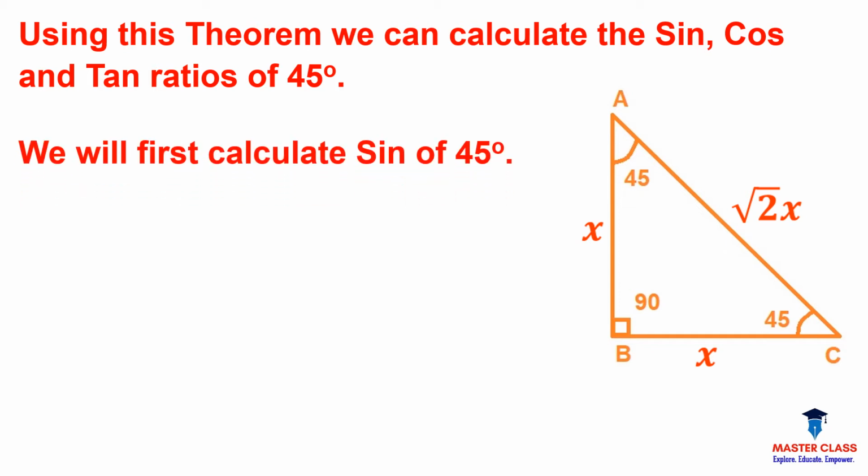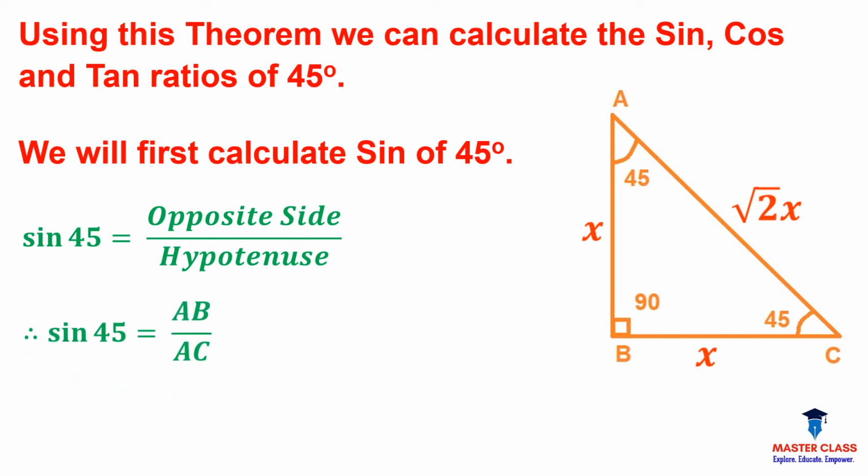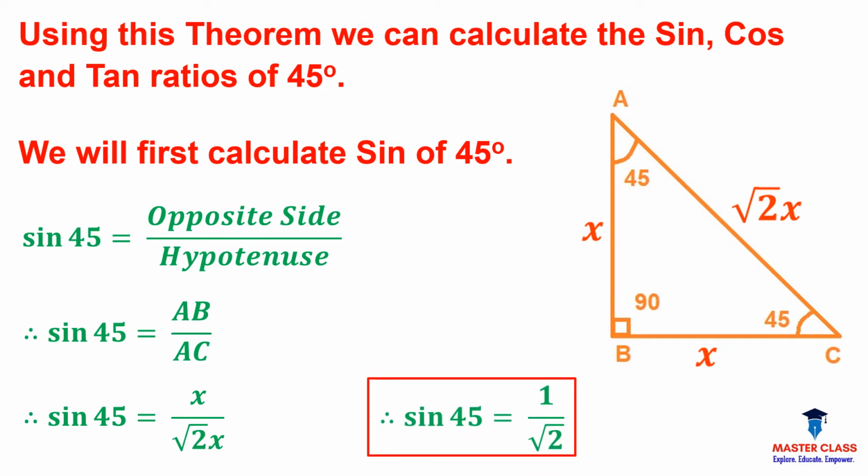First, we will calculate the sine of 45. Sine 45 is equal to opposite side divided by hypotenuse. Sine 45 therefore is equal to AB upon AC. Sine 45 works out to be x divided by root 2 times x, or sine 45 is equal to 1 upon root 2.